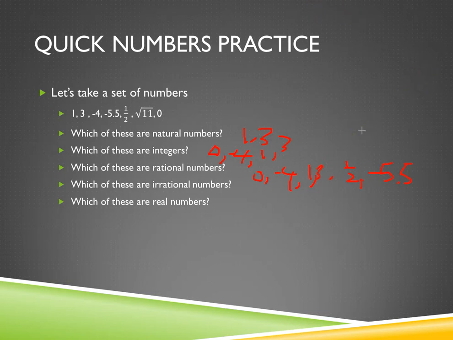However, not all decimals are rational numbers. That's something you should keep in mind. But if you can write the decimal in fraction form, it makes it rational. So which of these are irrational? There's only one that is irrational, and that's the square root of 11, because you can't simplify the square root of 11 into a fraction. And which of these are real numbers? Trick question. All of them are real numbers.